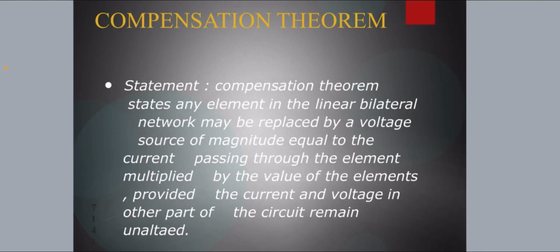The statement of the compensation theorem: compensation theorem states that any element in a linear bilateral network may be replaced by a voltage source of magnitude equal to the current passing through the element multiplied by the value of the element, provided the current and voltage in other parts of the circuit remain unchanged.